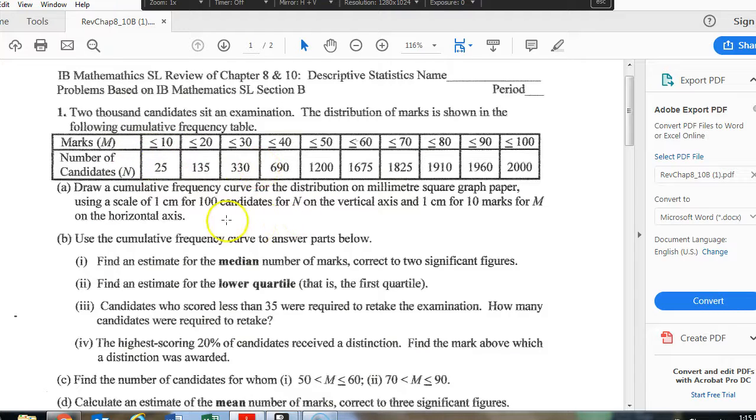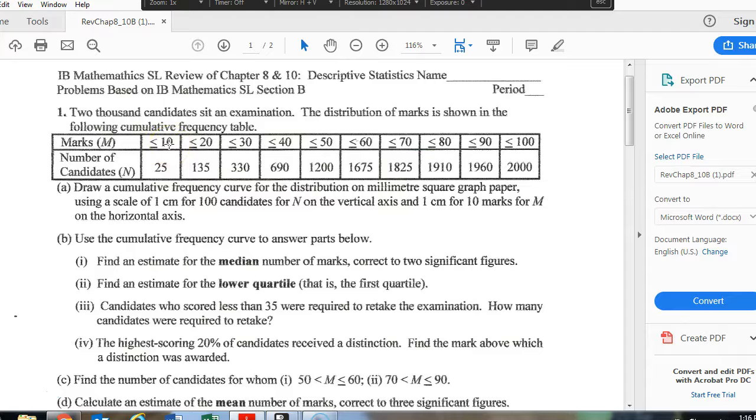As you look on down here, all that was defined down here when they give us the scale for the graph. They refer to the candidates as the vertical axis, so that's telling us this is our y values, and the marks is the horizontal, so that's the way of telling us that the marks is the x-axis. So we're going to use these to make some points on the graph.